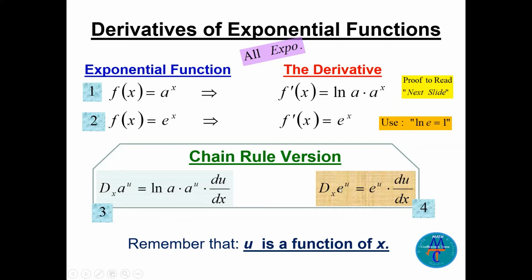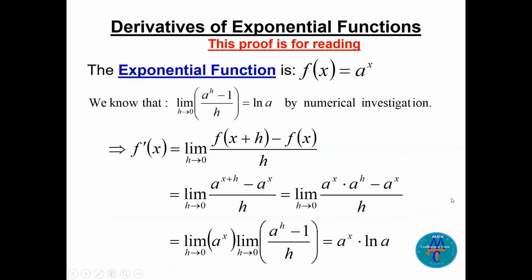Also, number 4, if we have e to the power u, see this is like number 2, but this is a chain rule, e to the power u, not only x. It will be e to the power u times du over dx. Remember here inside, there is ln of e, which is 1. Also remember, u is a function of x in number 3 and number 4.